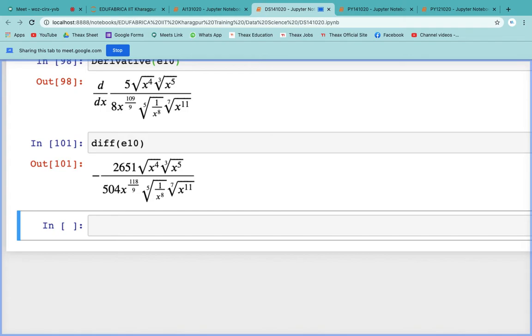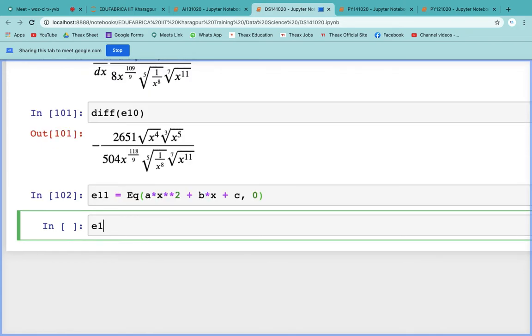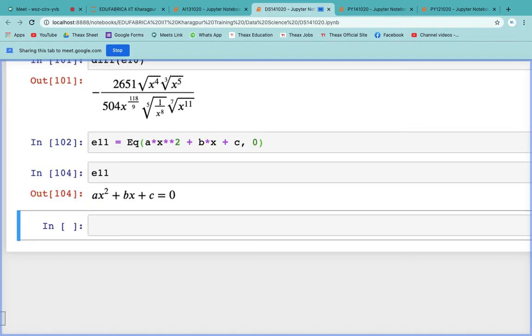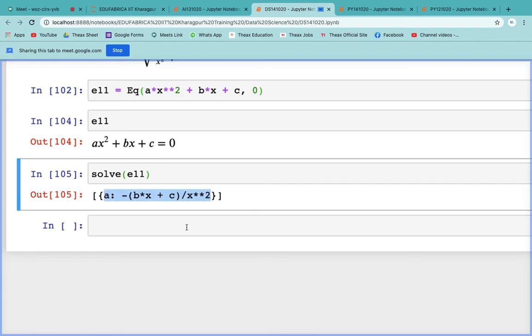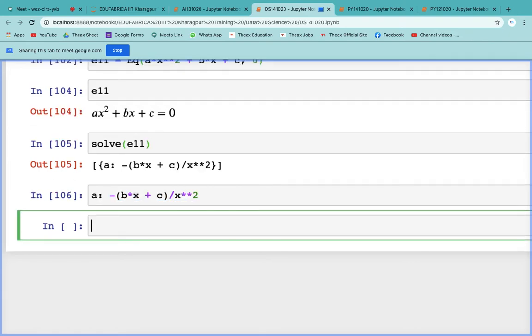Easy. Now, if you have been asked that there is an equation 11, which states that ax square plus bx plus c is equal to 0, then what are the roots of x? Quick, what are the roots of x? That formula, minus b plus or minus root under b square minus 4ac, over 2a. You just use E11, and this tells the answer. A is equal to minus bx plus c by x square. That's it. Simply.